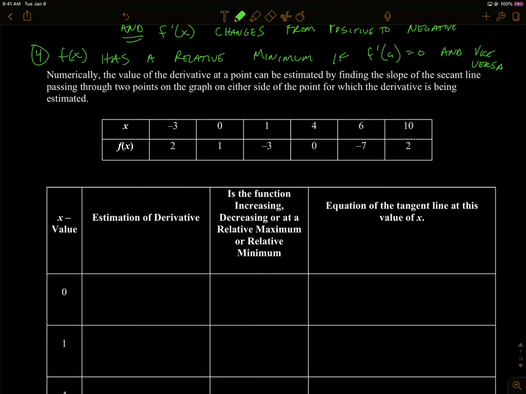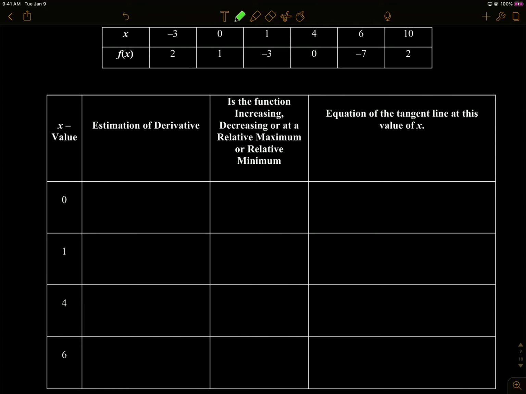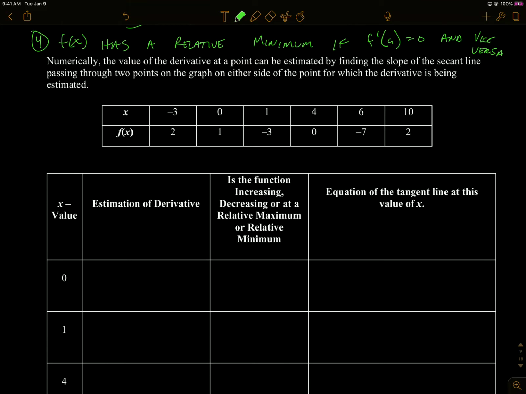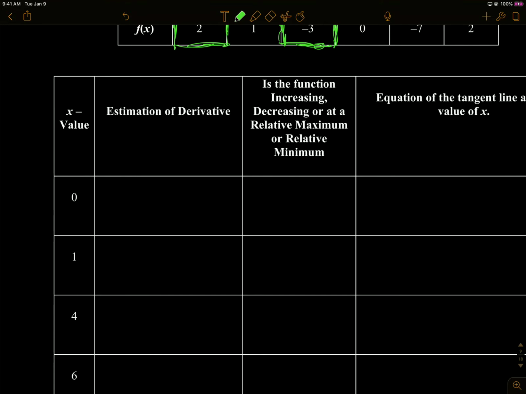Let's look at what we do numerically. The value of the derivative can be estimated by finding the slope of the secant line passing through 2 points on either side of that point. And we want to take the closest ones, of course. So let's do our estimation of a derivative. If we want to estimate the derivative at 0, since we have a table of values, we'd have to know the graph is continuous, by the way. But I want to estimate the derivative or the slope of the tangent line at 0. What I'm going to do is use the 2 points on either side of it, calculate the slope of that secant line, and that slope of that secant line will be a good estimate for the slope of our tangent line.